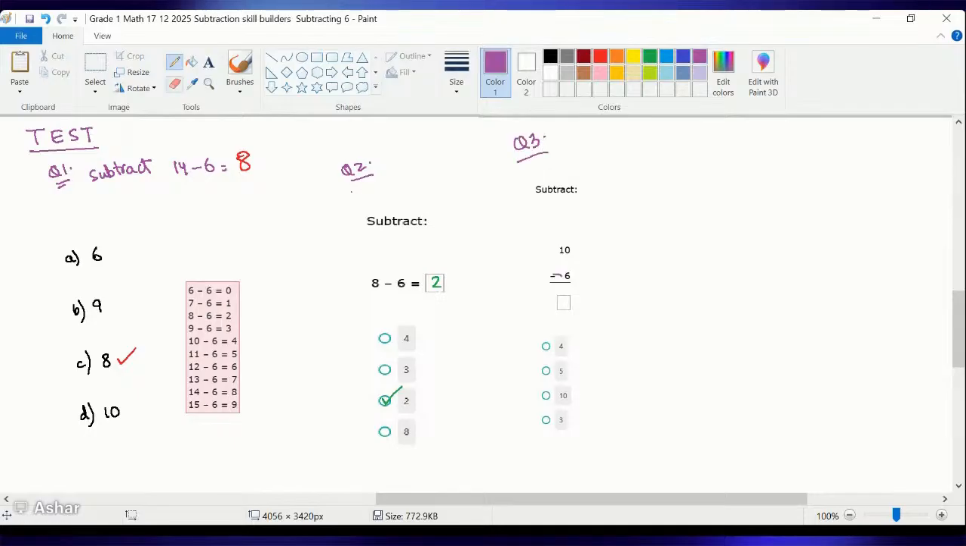So we know that 10 minus 6 is equal to, can anyone give me an answer? Okay, if the answer to 10 minus 6 was 4, then which option should be the correct option? This is option A, option B, option C, and option D. Very nice. Then option A should be the correct answer, right? Let's click on option A.